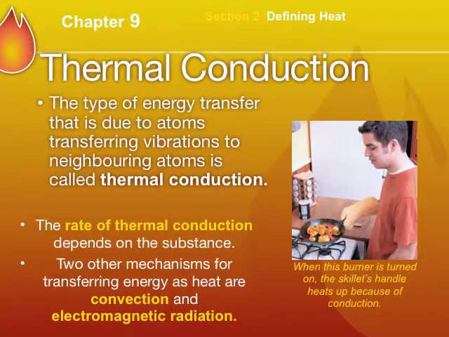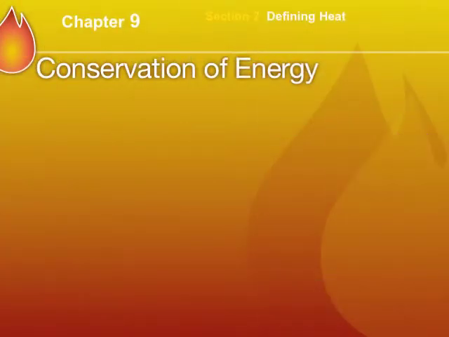So the handle heats up because of conduction. Convection keeps the heat all around because of the shape of the pot, of the pan. So that keeps it cooking. And then you have electromagnetic radiation. We like convection best. It describes the flow of heat for our heaters and our air conditioners, things of that nature.